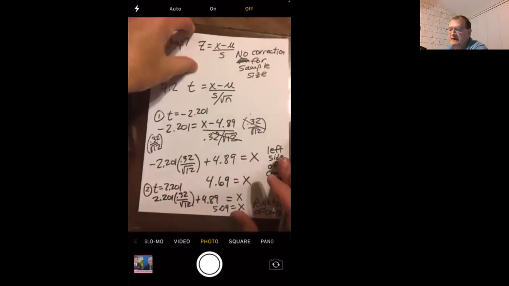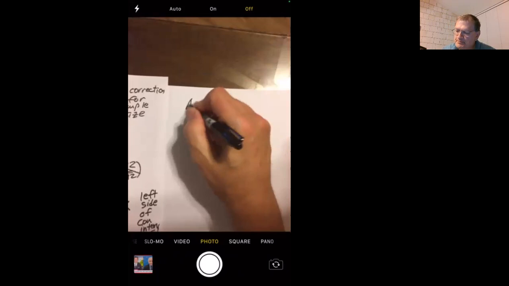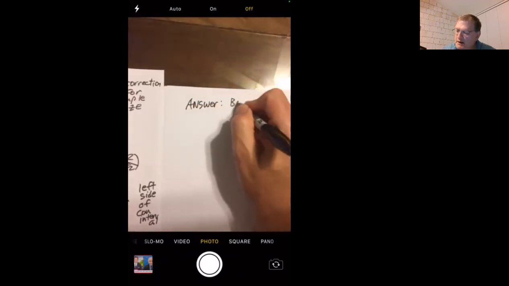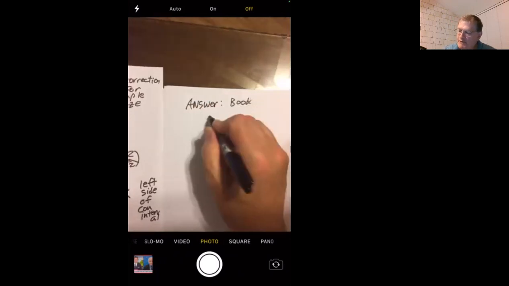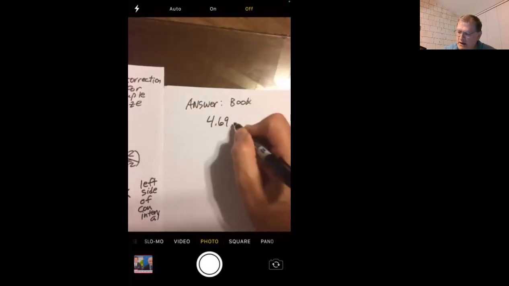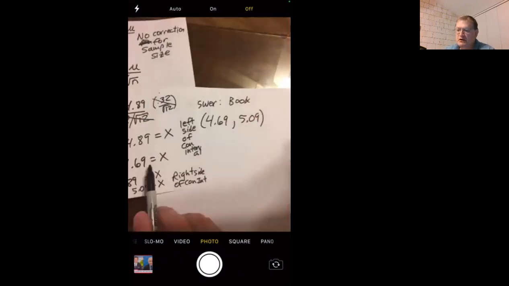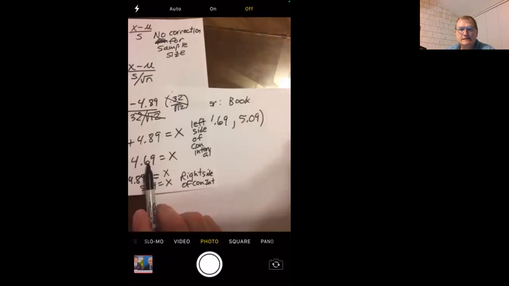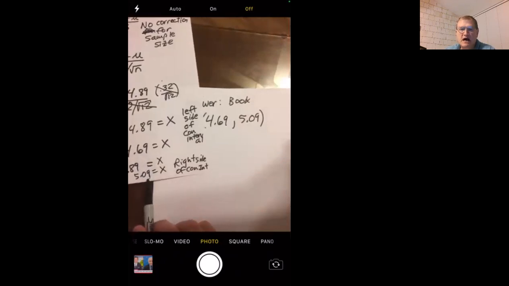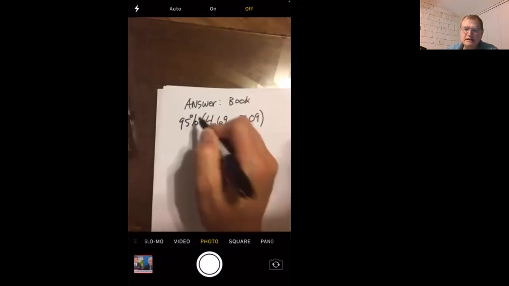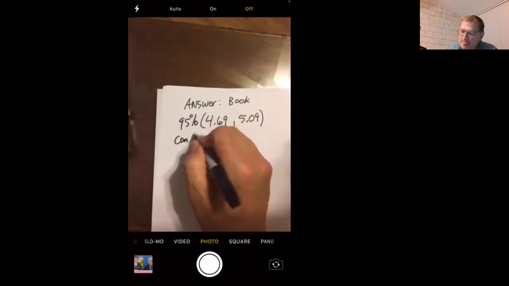All right, I'll collect this. So my answer, this is the way it'll look in the book. They'll go 4.69, comma 5.09. They usually stick it in parentheses. So there's the left side, and there's the right side. This is my 95% confidence interval.